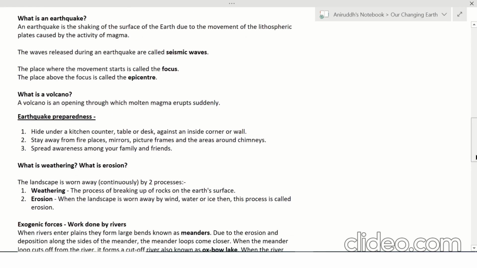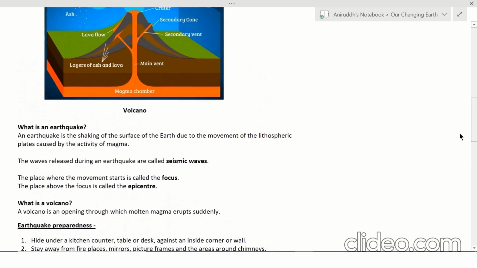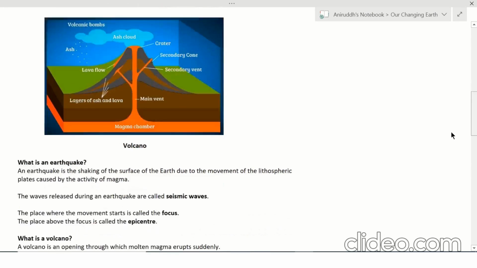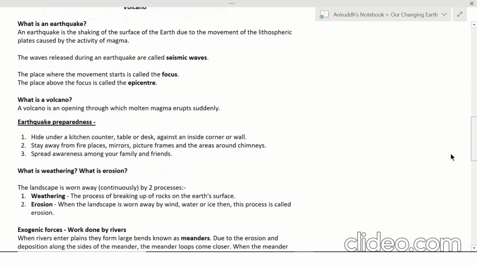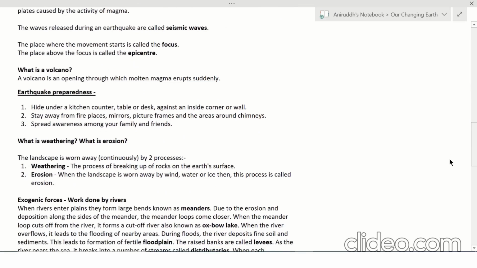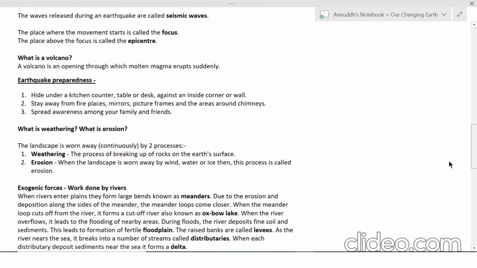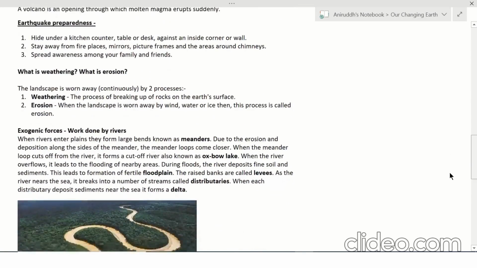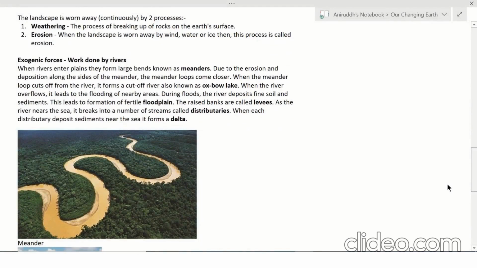In the previous video, we discussed what exogenic forces are. Now we will discuss the work done by rivers, which is also an exogenic force. So, when rivers enter plains, they form large bends. You can see in this picture large loops. These loops are called meanders.